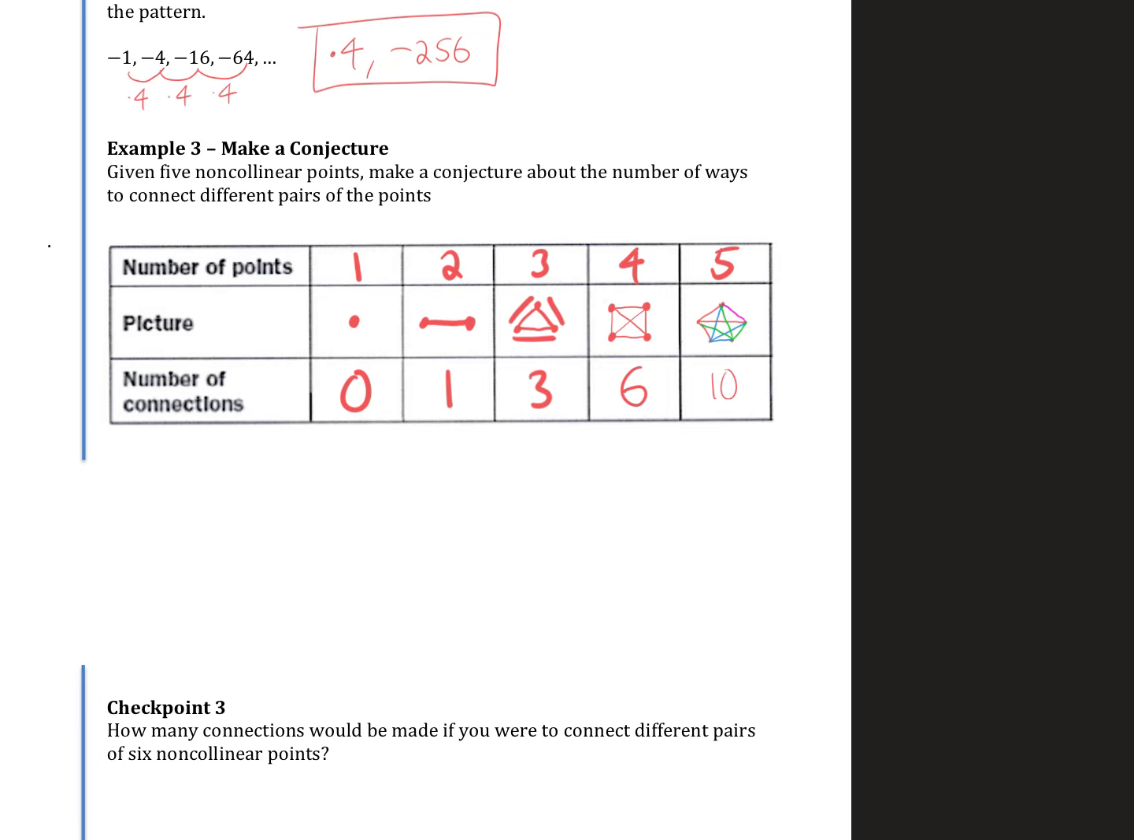So let's figure out the pattern here. The pattern's a little bit different. From here to here, how do we go from 0 to 1? Well, you add 1. How do we go from 1 to 3? Well, we can multiply by 3, or we can add 2. Let's try to add 2. How do we go from 3 to 6? We add 3. How do we go from 6 to 10? Add 4. So if we're doing 6 non-collinear points, what would the pattern be? And how many connections would it be? Well, we do plus what? Plus 5. And then how many connections would that be? What's 10 plus 5? That is 15.